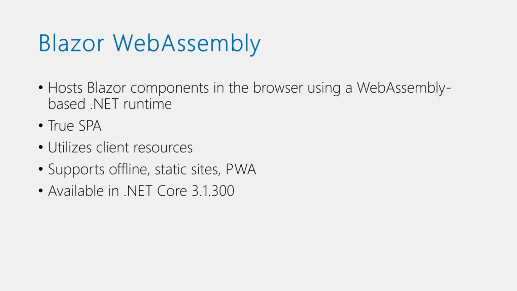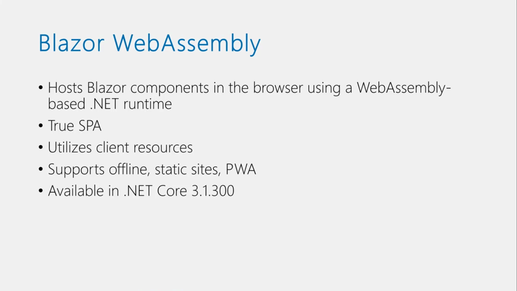So now let's talk about a different hosting model, Blazor WebAssembly. Blazor WebAssembly is very similar to the Blazor server model, except that instead of hosting the rendering on the server, we're going to host the render on the browser. This is where things get really interesting. Basically, we'll host the Blazor components in a browser using a WebAssembly-based .NET runtime. So this is your true single-page application. It utilizes client resources to do the rendering, logic, and all that stuff in the client browser.